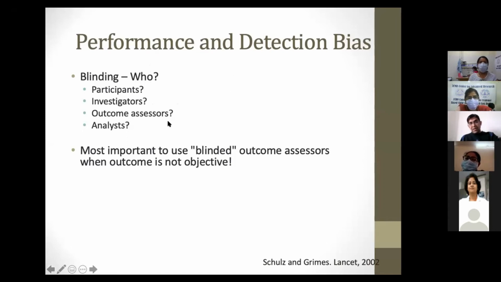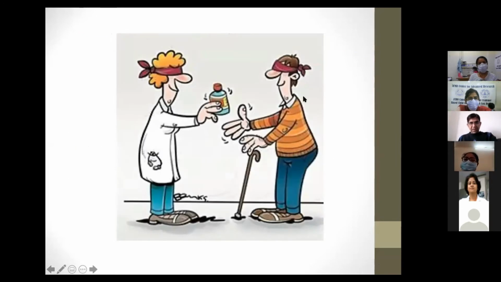And if the outcome assessor knows which group the results that he is going to analyze belong to, the new intervention or the standard treatment, then he can introduce detection bias. He could be biased towards detecting the failures. So these are the two biases. So here you can see the investigator is blinded.